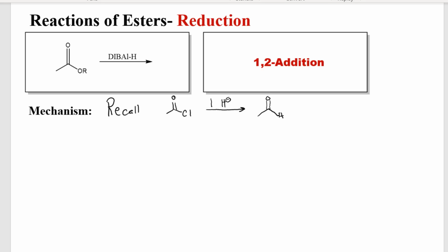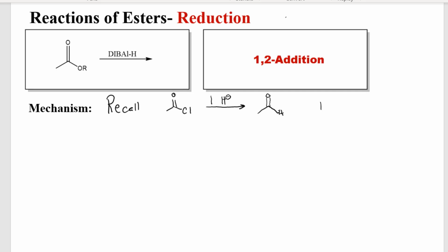Now, I need to remind you that acid chlorides are way more reactive than aldehydes. So therefore, if I add 1 equivalent, it's okay because I'm creating something that's less reactive than my starting material. So the next equivalent will definitely react with the acid chloride. So I'm not really in much danger here. Okay, so keep this in mind.